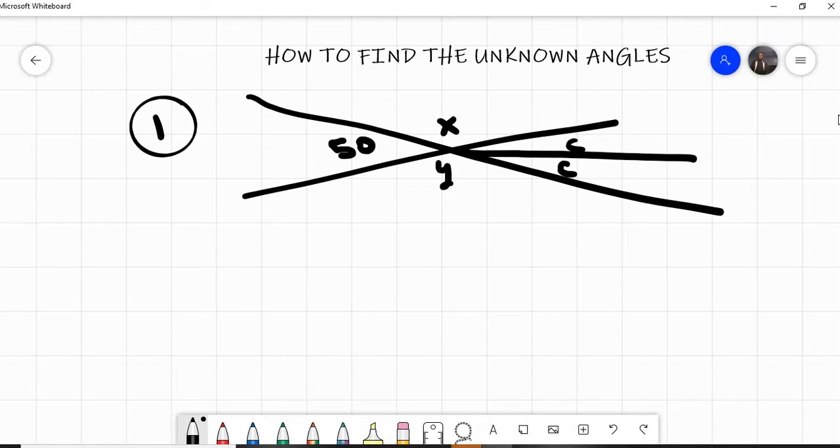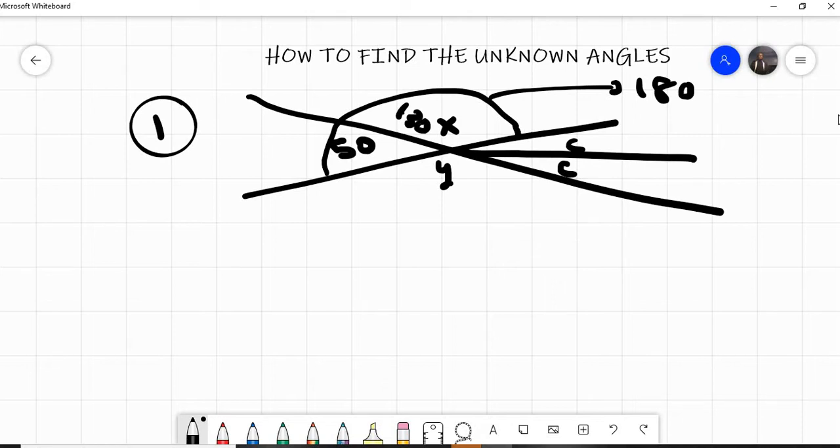So, as we know, a straight line is 180 degrees. So this one and this one together must make up 180 degrees. So the rest must make up 180 degrees as well. 180 minus 50 is going to be 130. Here is going to be 130.